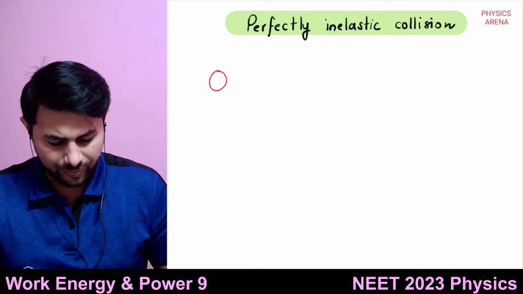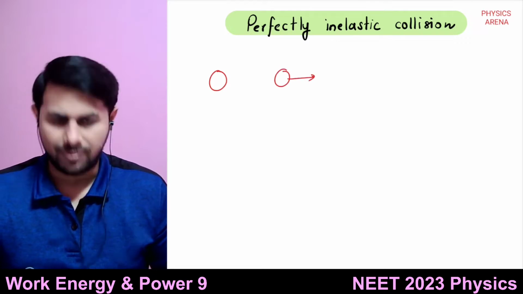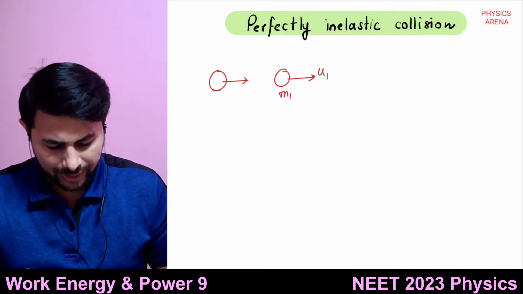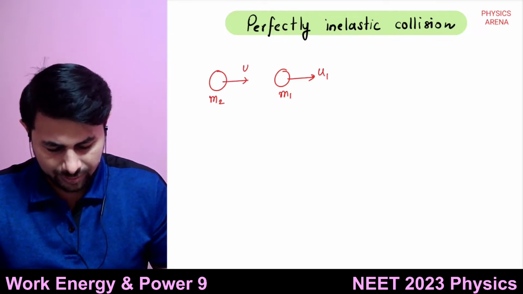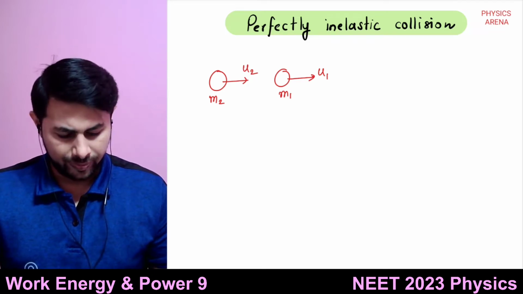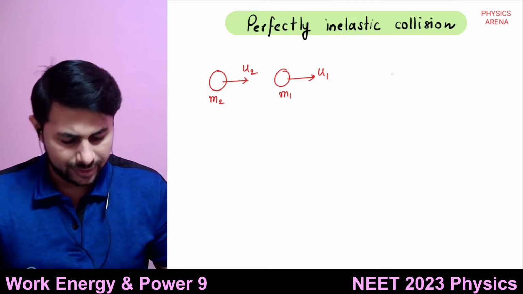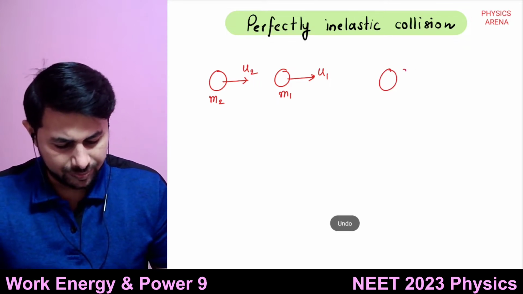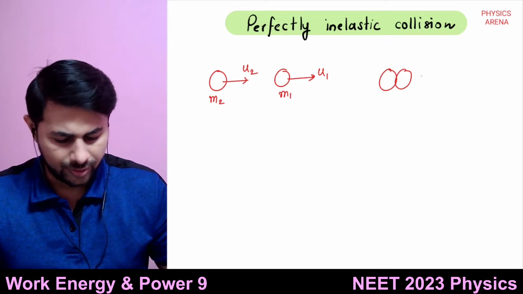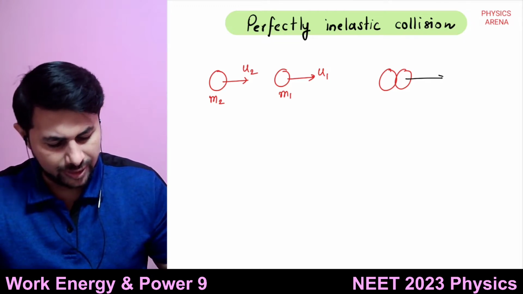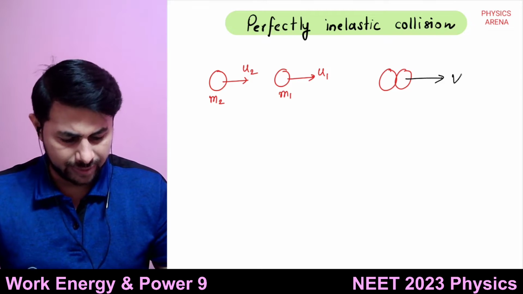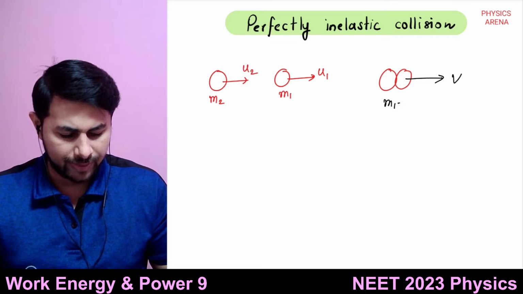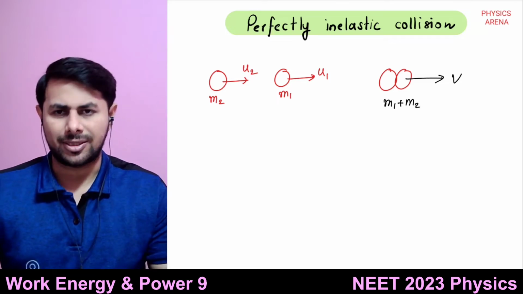Let's suppose we have these two bodies. The mass of the first body is m1, moving with velocity u1. The mass of the second body is m2, moving with velocity u2. When they collide, after the collision these two bodies stick together and move together. There is a combined velocity of these two bodies, say v, after the collision. And what will be the total mass? It is m1 plus m2.